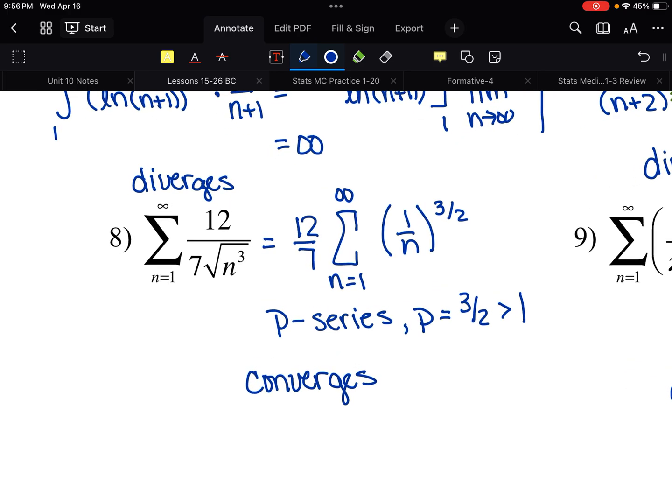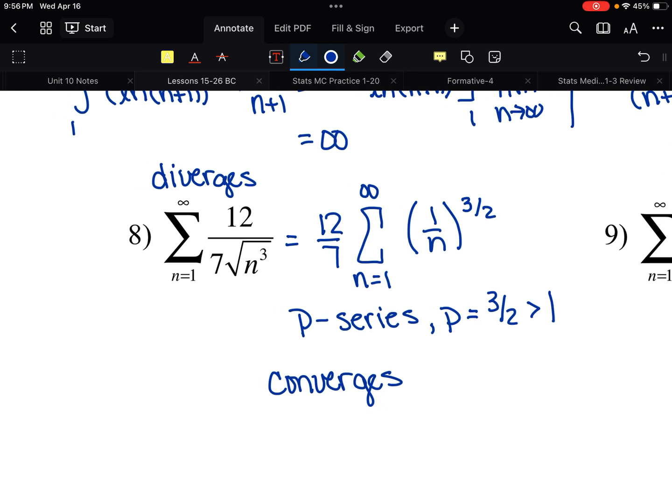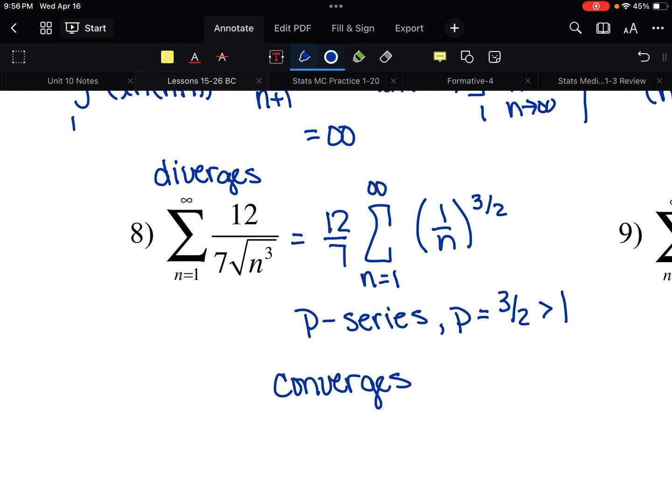This one got a little bit creative. Remember on P series I said that the number on top has to be 1. So when you guys look at this, you've got a 12 on top and a 7 on bottom, and then you've got a cubed root of n. I can rewrite the cubed root of n, square root of n cubed as n to the 3 halves, but what about the 12 and the 7? Well, you can basically just factor it out.